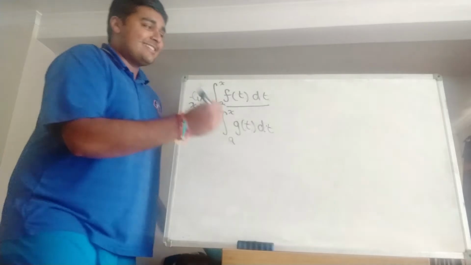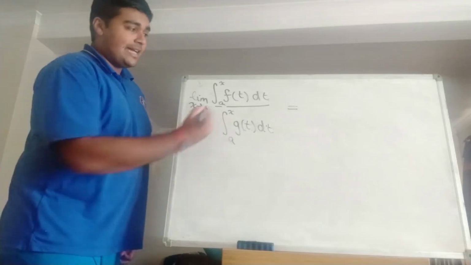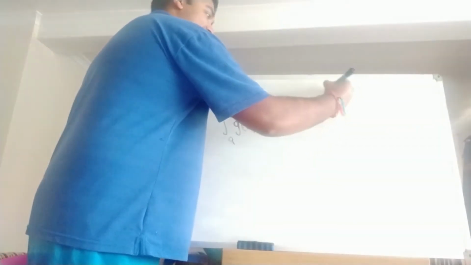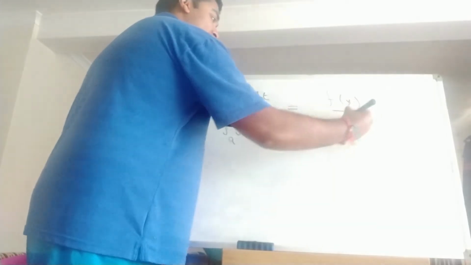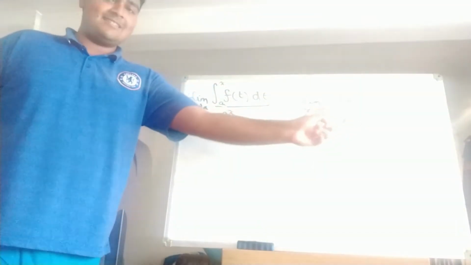This limit here is the same as, by L'Hopital's rule, the derivative of the top divided by the derivative of the bottom, and of course just using the fundamental theorem of calculus, that is just f of x over g of x, and if we take the limit as x approaches a. And remember, another thing about L'Hopital's rule was that provided this limit exists.